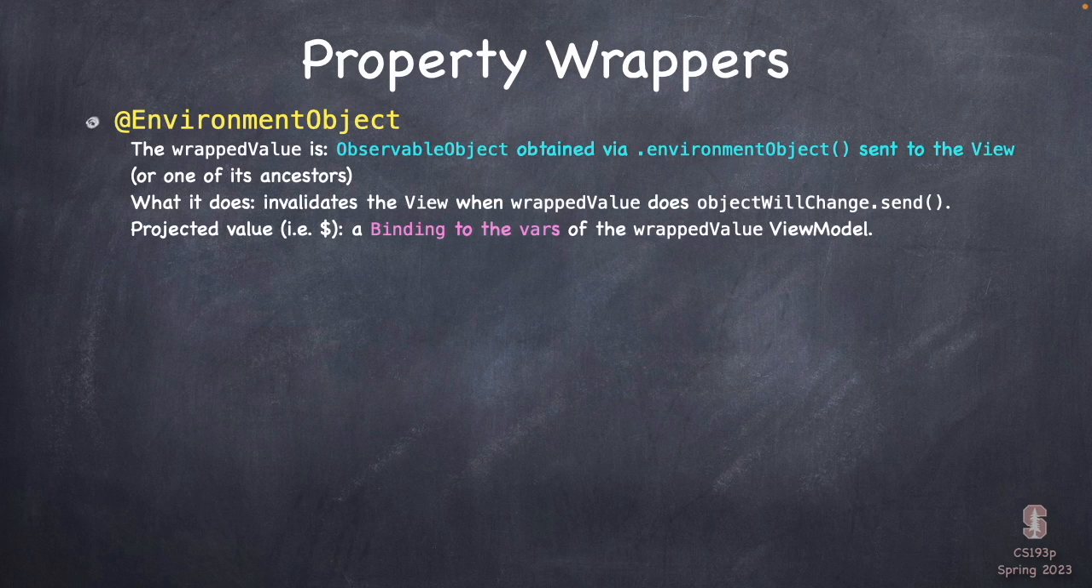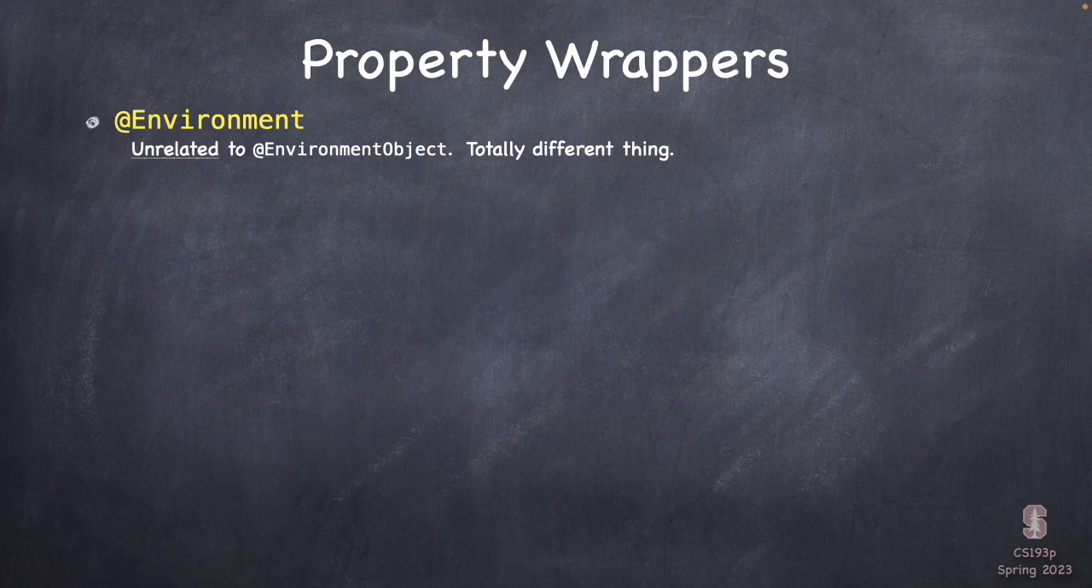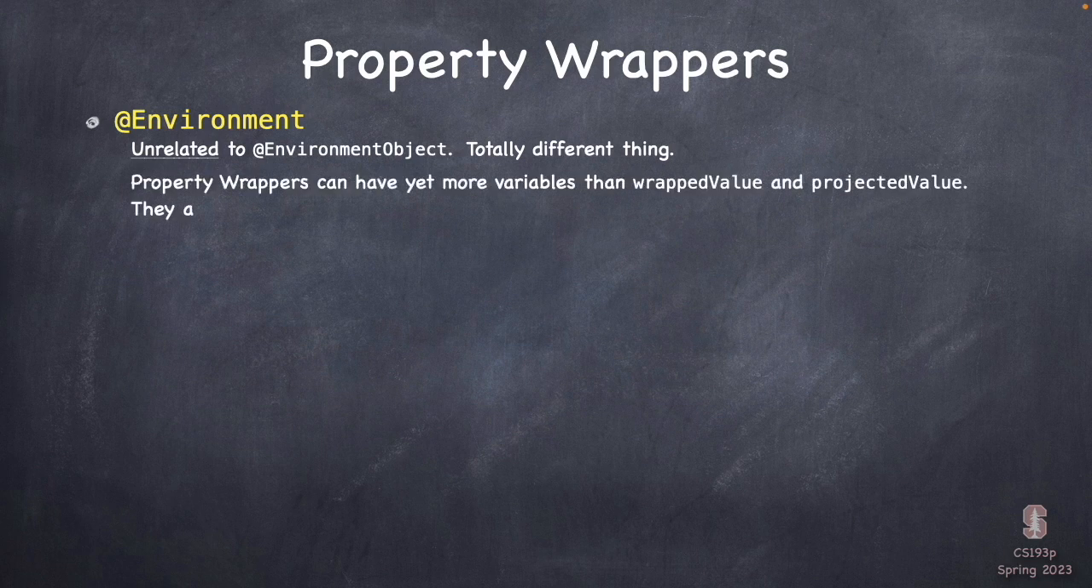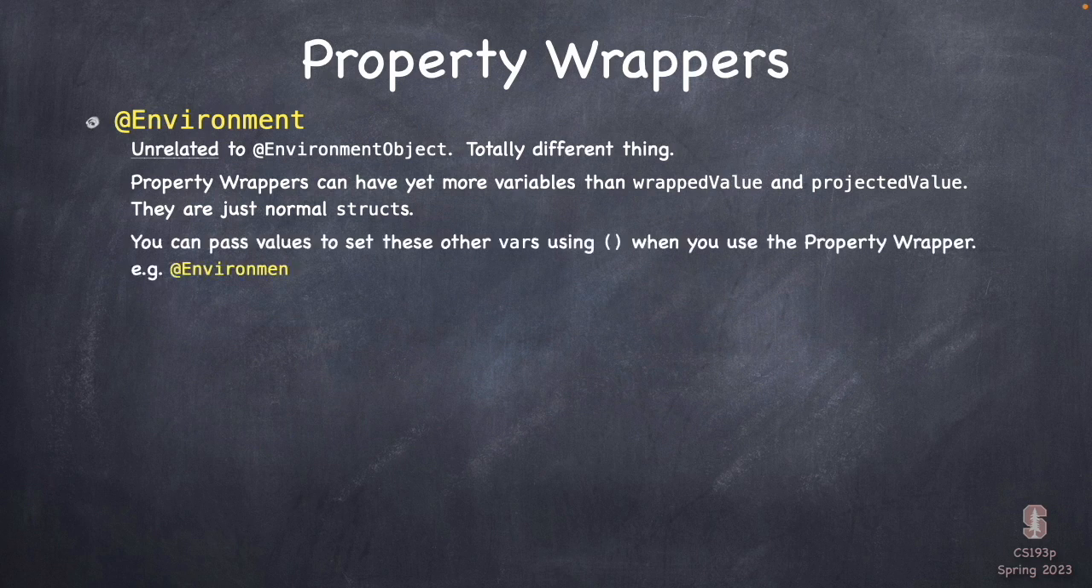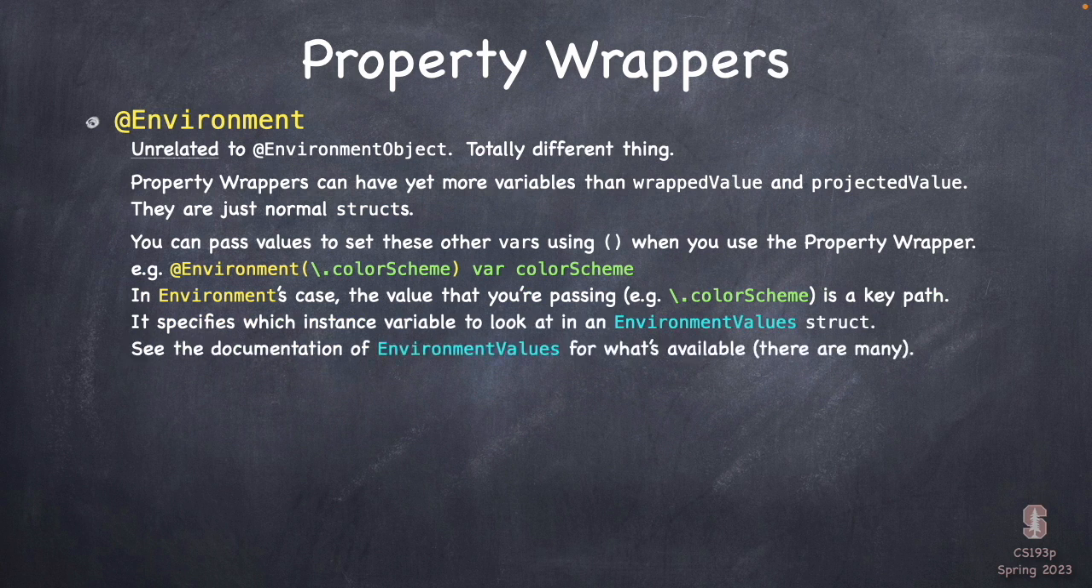We're running out of time here, so I'm going to really blast quickly through @EnvironmentObject. Its wrapped value is the observable object that was injected into it by .environmentObject. We already covered this. Its projected value is also a binding to the vars of that thing. And then there's @Environment. This is the last one, the only one we haven't talked about yet. It's not anything to do with @EnvironmentObject. It's a kind of interesting property wrapper because when you create it, it actually takes some extra arguments. So I can say, for example, @Environment(\.colorScheme) var colorScheme, and that will create a little var called colorScheme, which will represent the color scheme, dark mode or light mode, of your current running process.